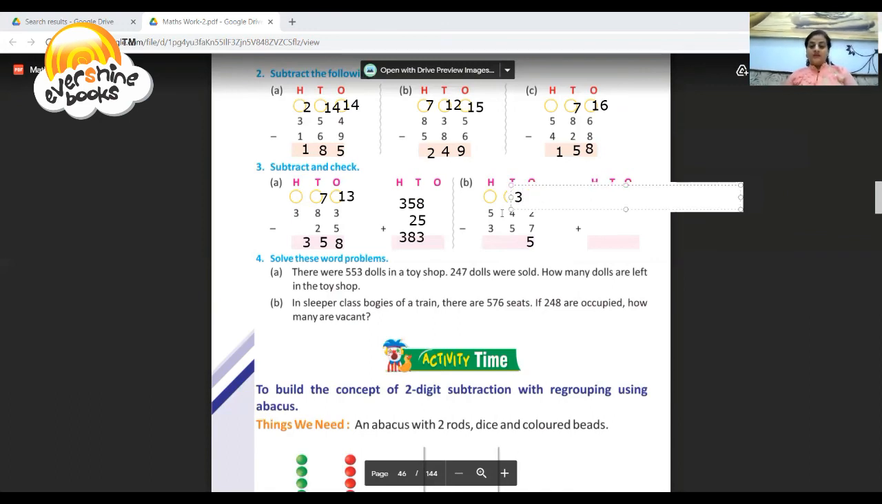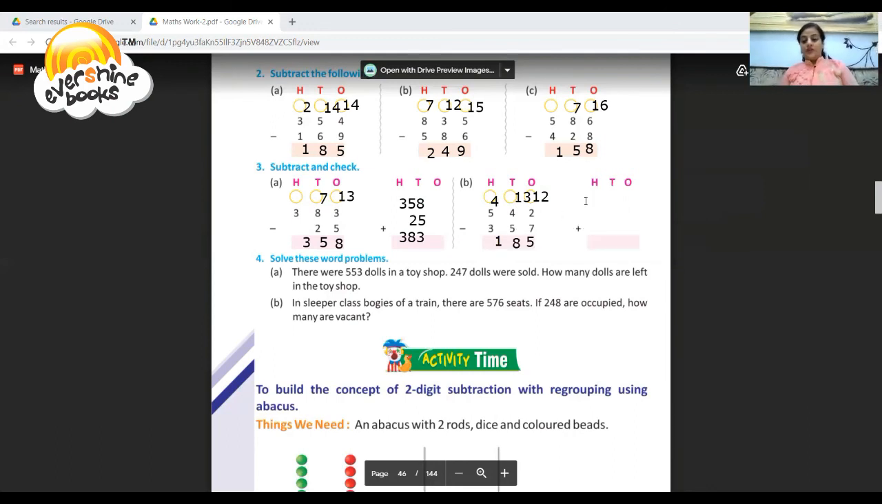3 minus 5 is not possible. So it will be 13. 13 minus 5 is 8. And it is 4. Here it comes 4. 4 minus 3 is 1. So answer is 185. So we are going to check it.